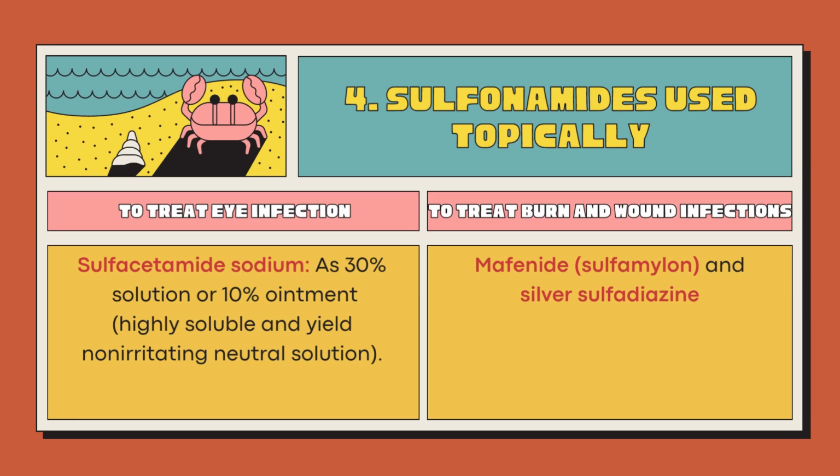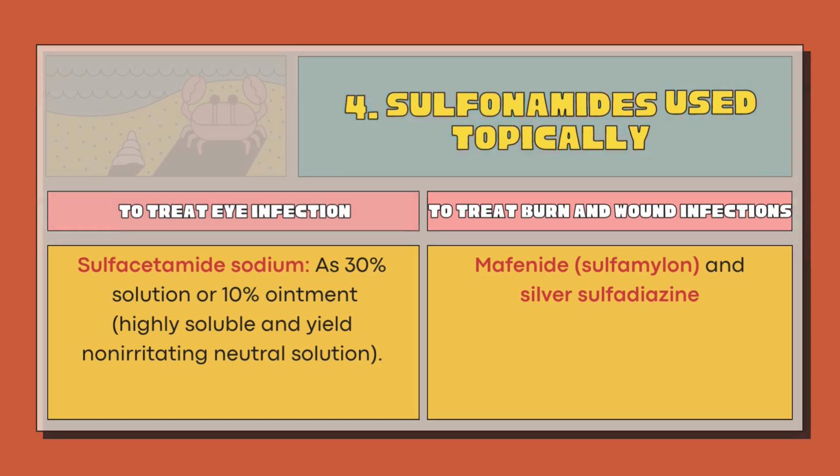Lastly, sulfonamides used topically include those used to treat eye infections and to treat burn and wound infections. In treating eye infection, the agent is sulfacetamide sodium as a 30% solution or 10% ointment. They are highly soluble and yield non-irritating neutral solution. In treating burn and wound infections, agents include mafenide or sulfamylon and silver sulfadiazine.